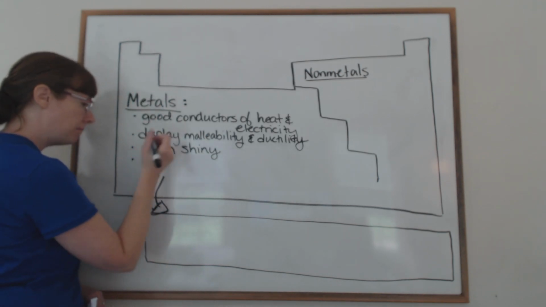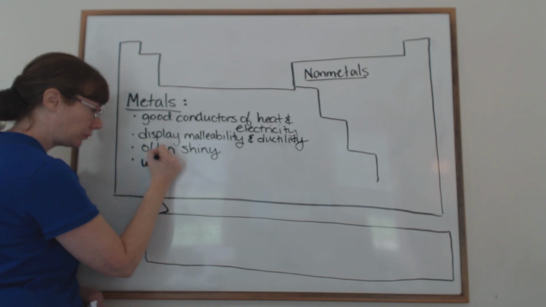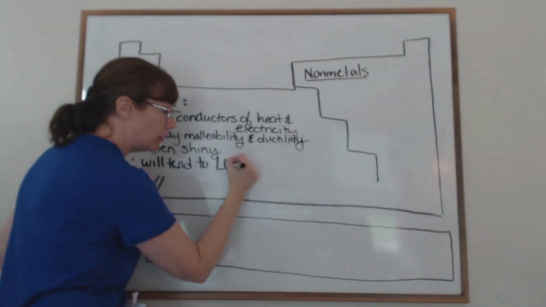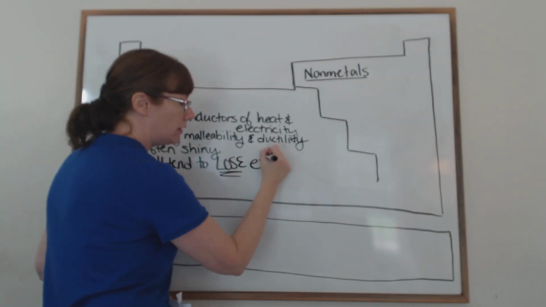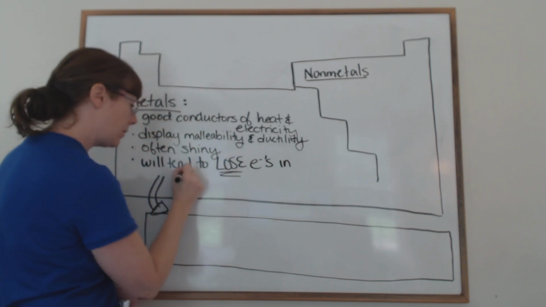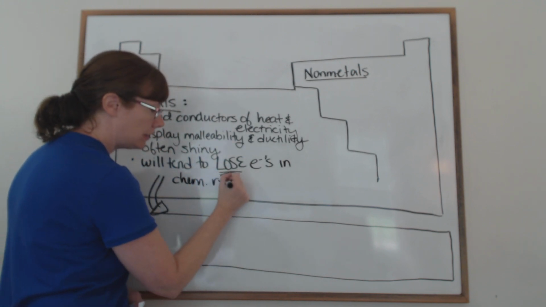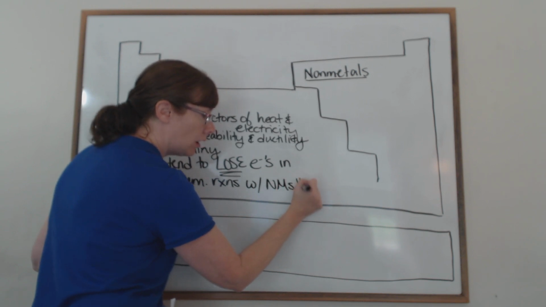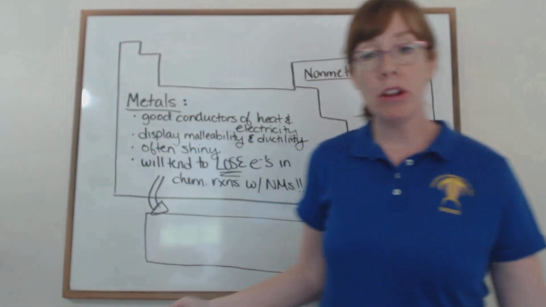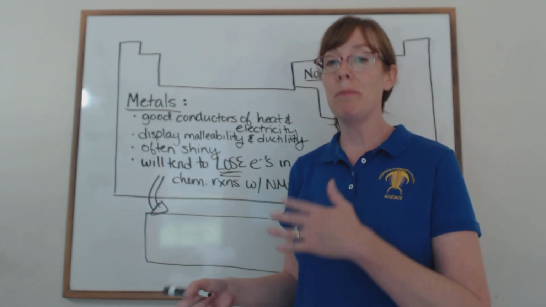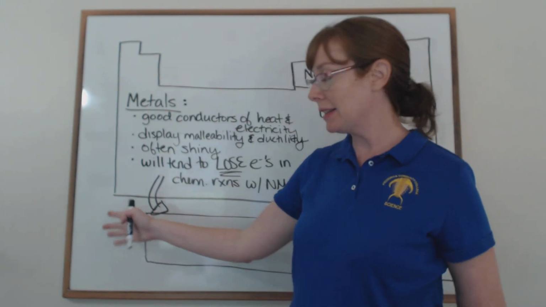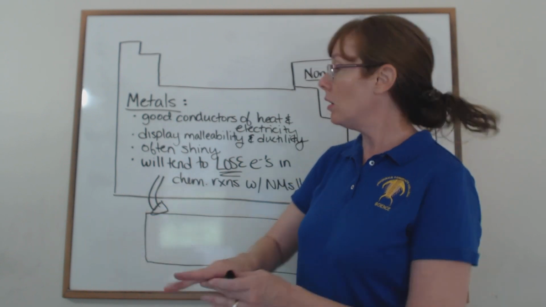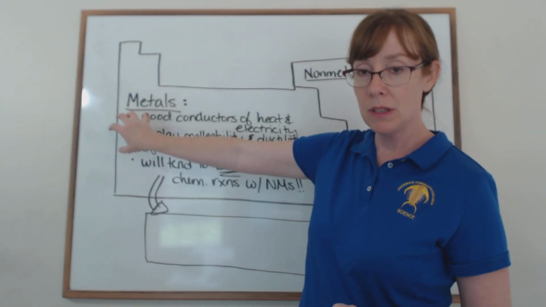Metals will tend to lose electrons in chemical reactions with nonmetals. Now, a little bit earlier, I wasn't really prepared to say this part because we hadn't talked about this yet, but do you remember I had sodium and chlorine? Who lost the electron? It was the sodium, right? Look where sodium is. He's a metal. So that's what I'm saying.